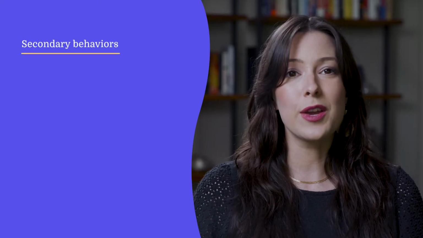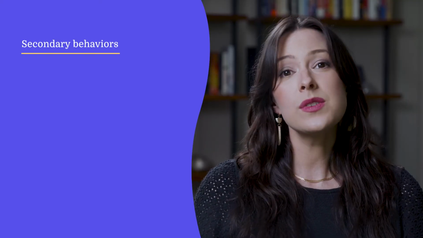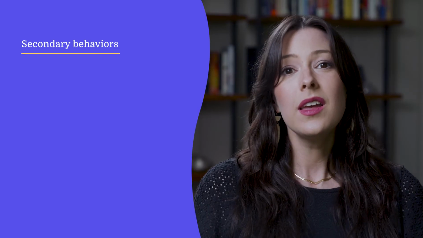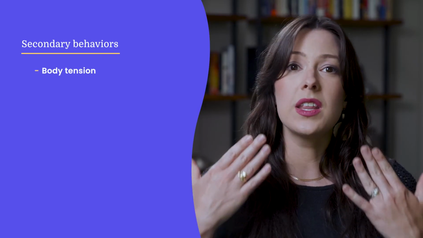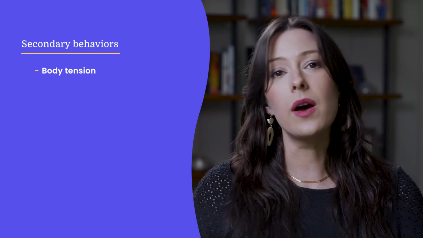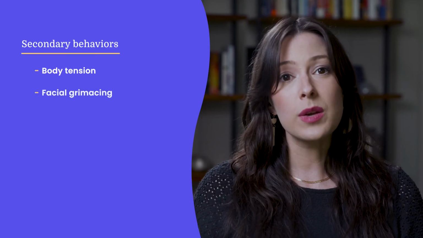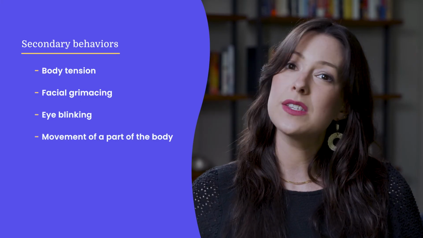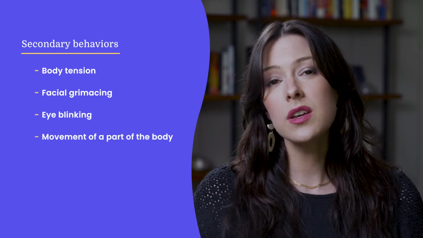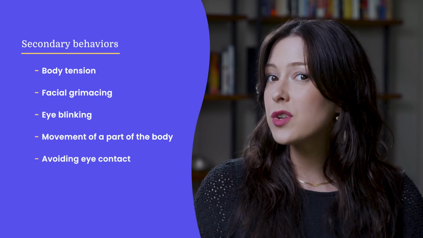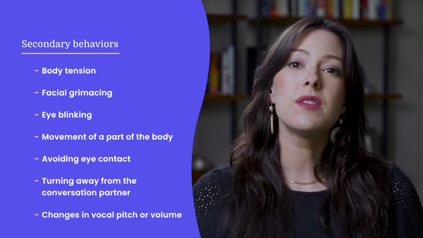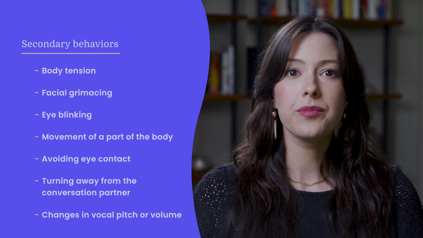You may not know that other physical characteristics can come along with stuttering. These are called secondary behaviors. A person who stutters may have coexisting facial or body movements and characteristics that occur as they stutter. These can be physical tension in the face, neck, or anywhere else in the body, facial grimacing, eye blinking, movement of another part of the body, such as the arm, leg, or foot, avoiding eye contact or turning away from the conversation partner, or changes in vocal pitch or volume.